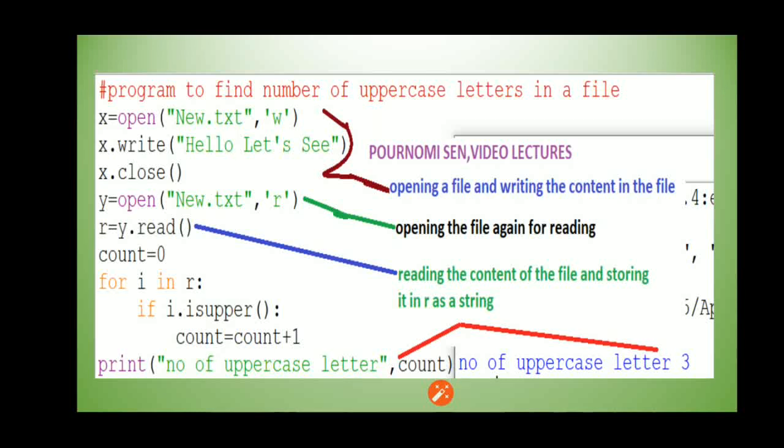So first 3 lines, again we are writing inside the file. We are opening a file, creating a file new.txt. Then we are writing inside the file "hello let's see", and we are closing. So opening the file, write the content in the file. Then again y equals to open new.txt r. So we are opening the file again for reading.